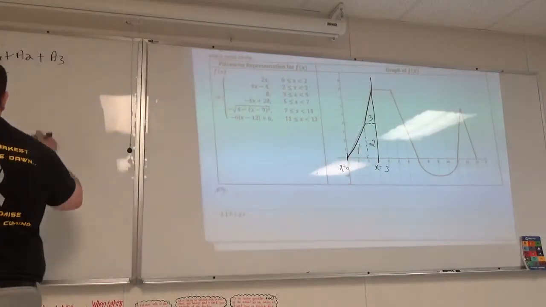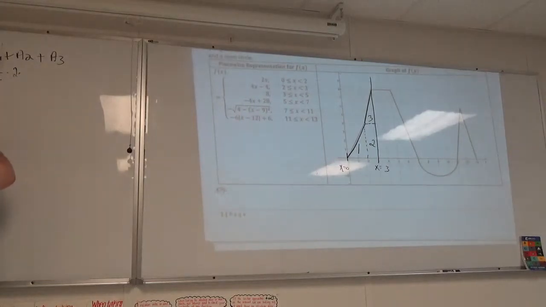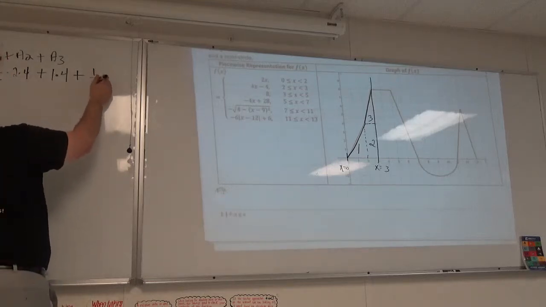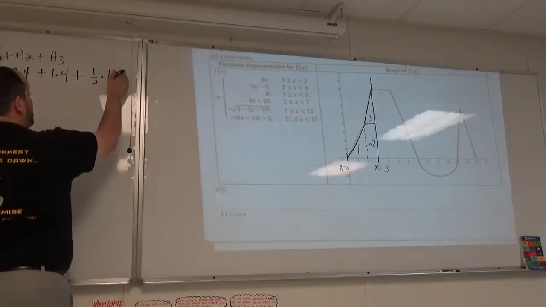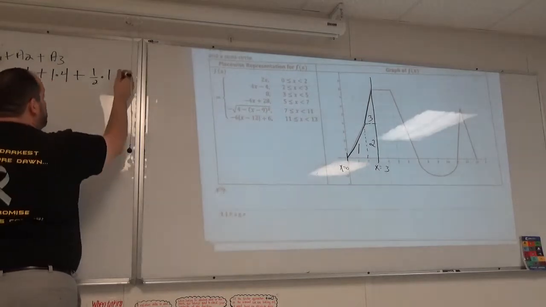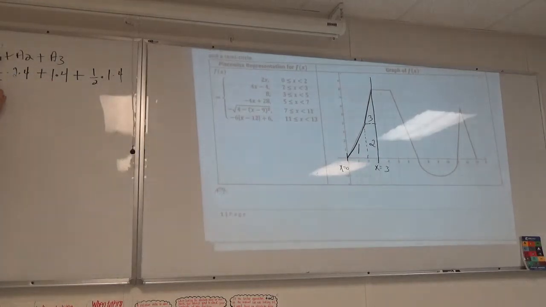So I'd say that this is going to be 1/2 times 2 times, what's the height? 4. 1/2 times 2 times 4, plus now I need the second area. That's a rectangle, so plus 1 times 4, plus that third area, I think that's a triangle. So that is going to be 1/2 times my base, which is 1, times the height, which is 4. Okay, let's clean it up. 1/2 times 2 times 4 is 4, plus 4 plus 2, so I think we're getting an area of 10. Is everybody getting 10? Okay, that is an option.